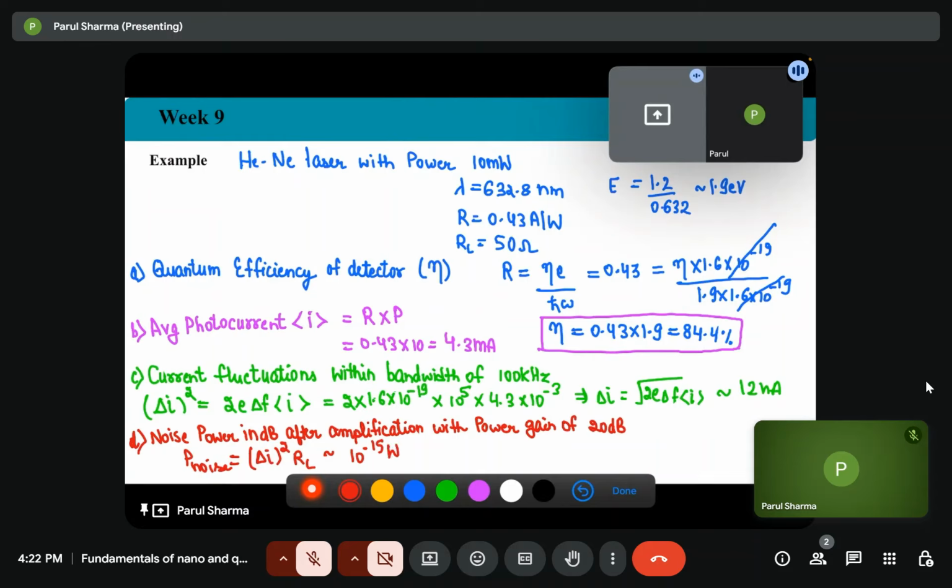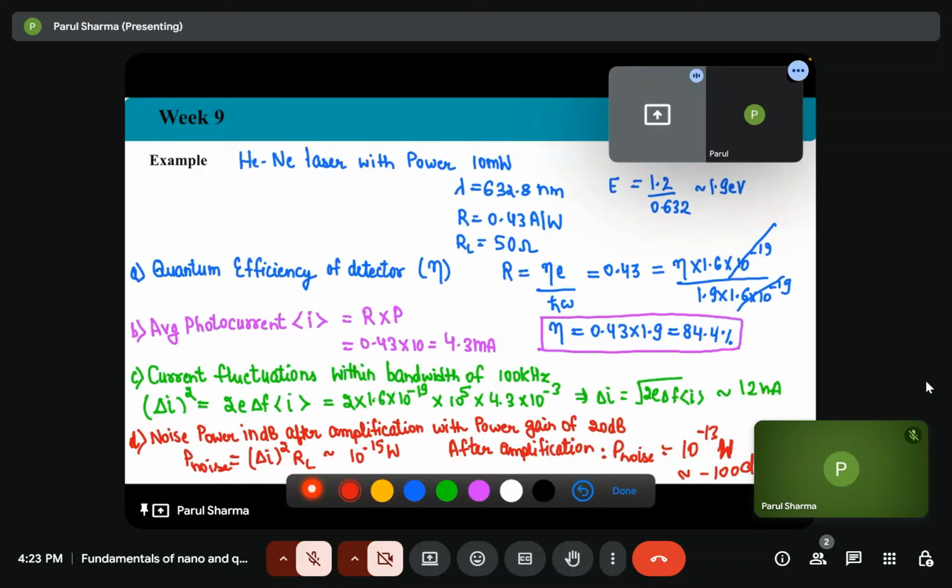And after amplification, it is a power of 10 raised to power 2, so 10 raised to power minus 13 watt, which is equal to minus 100 dB.